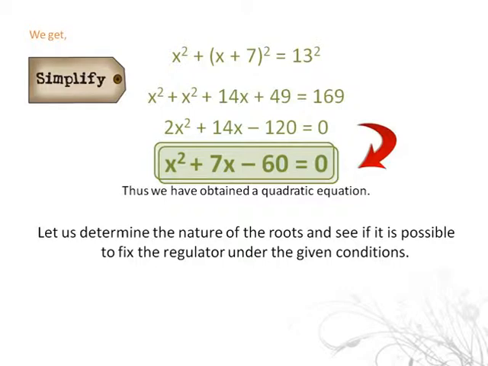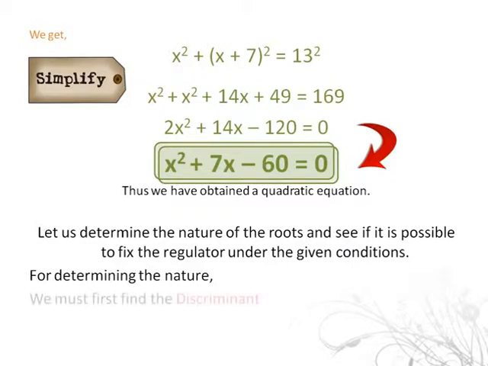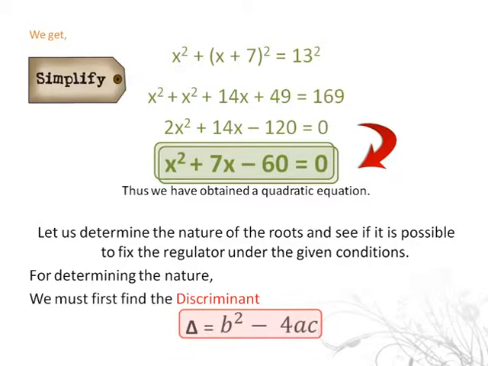Let us determine the nature of the roots of this quadratic equation and see if it is possible to fix the regulator under the given conditions. So what we basically have to check is if the nature of the roots yields real and distinct solutions or not. That is, the discriminant is greater than 0 or not. For determining the nature, like before, we must find the discriminant of the quadratic equation. Discriminant is given by, if you recall, b square minus 4ac. Let us see what we get.